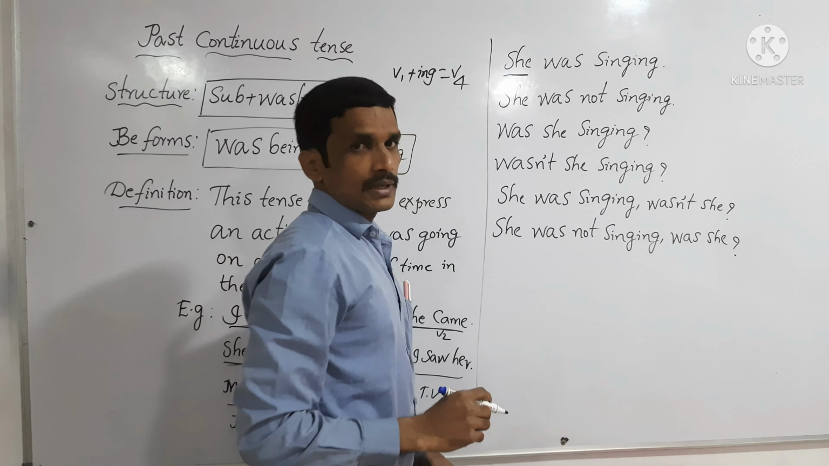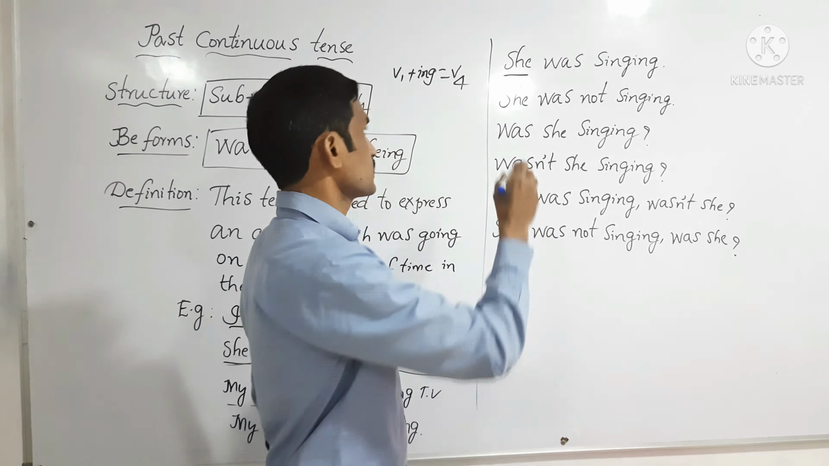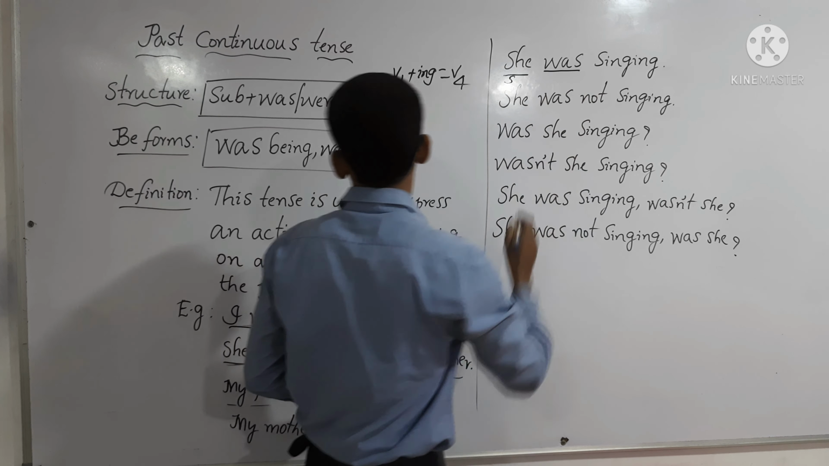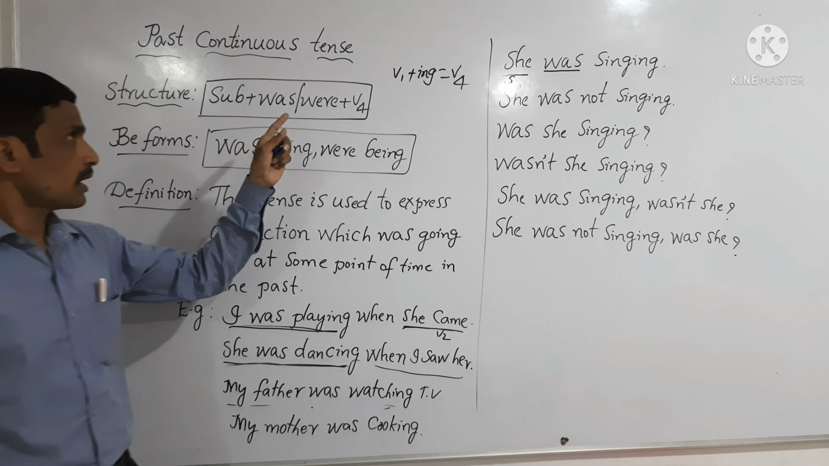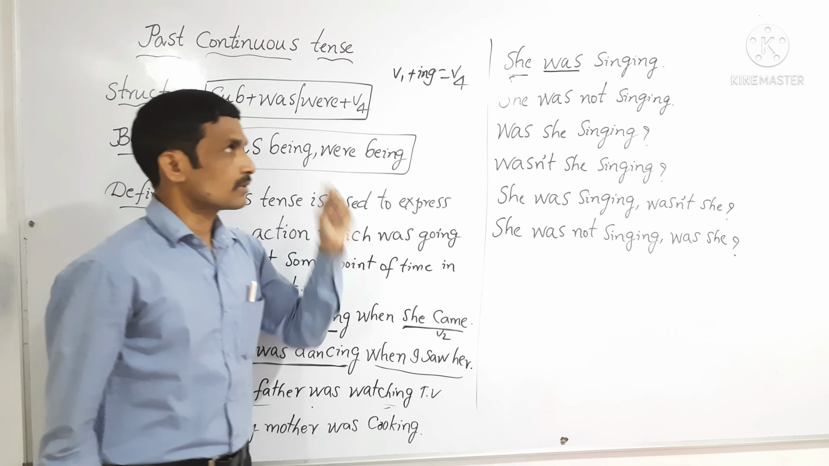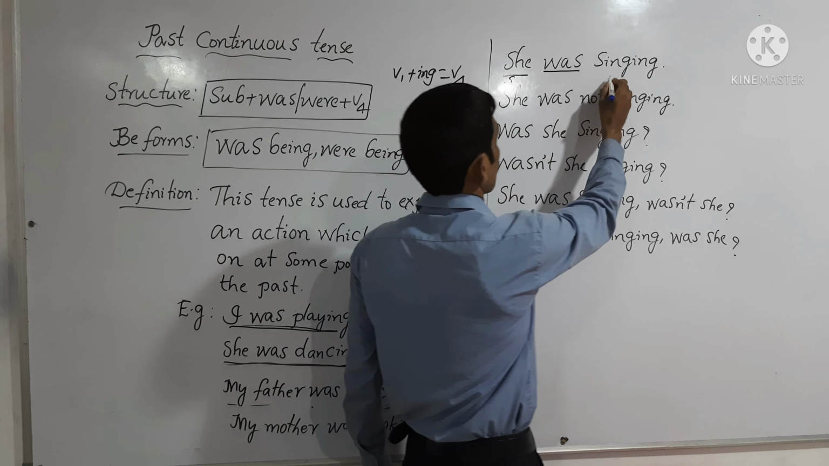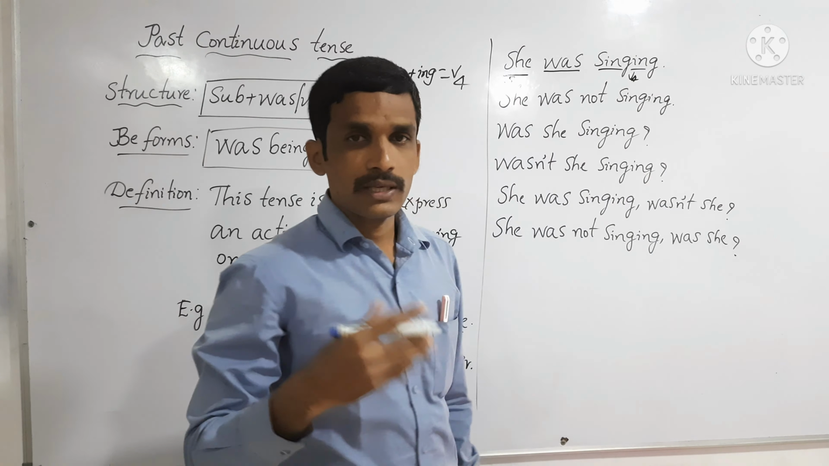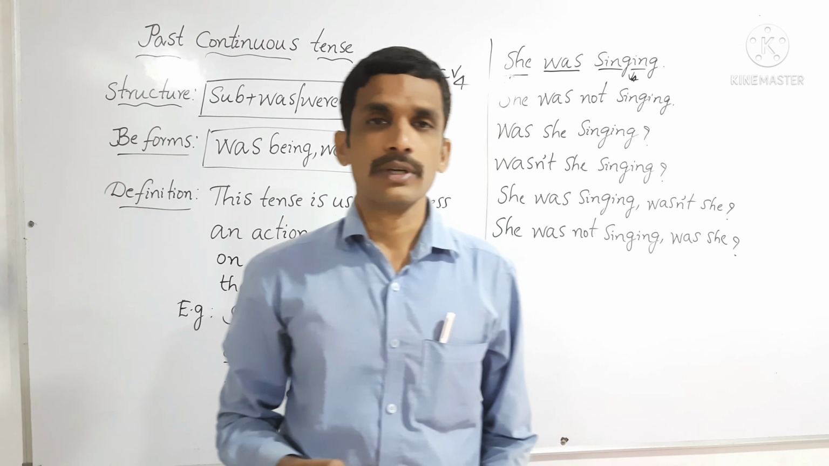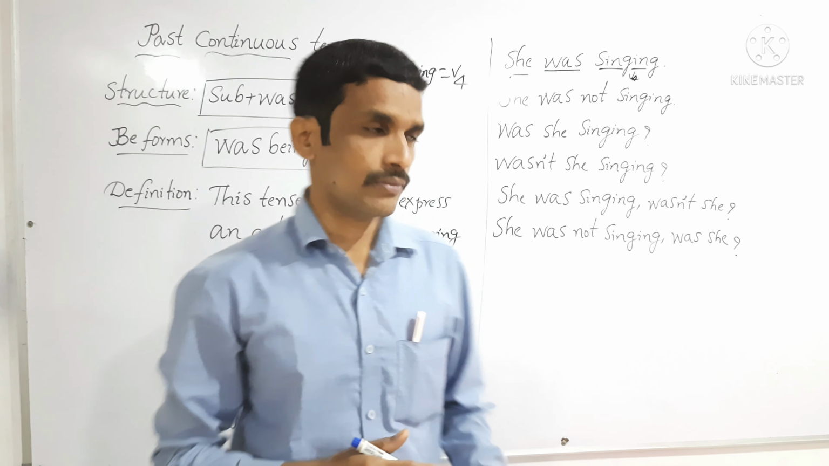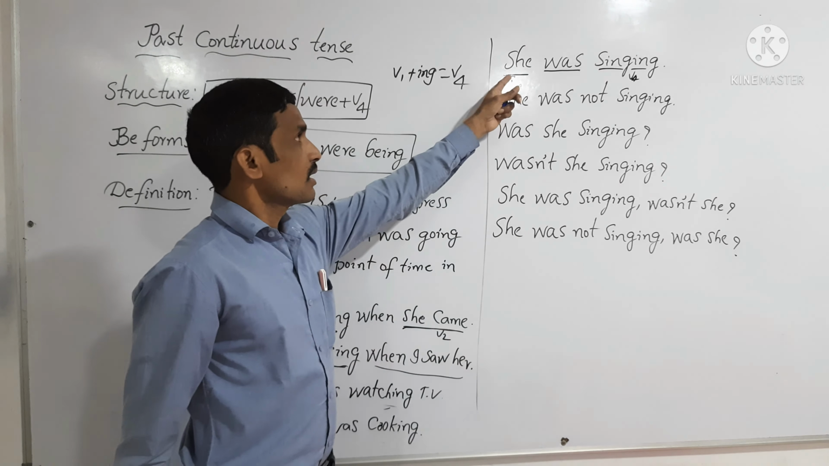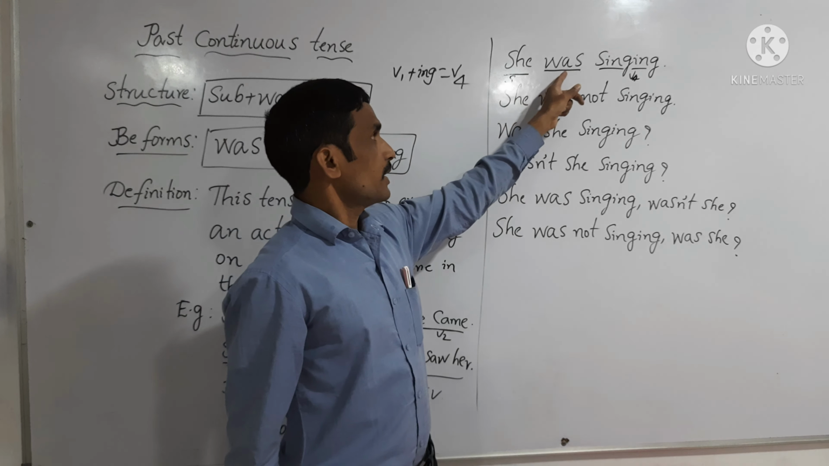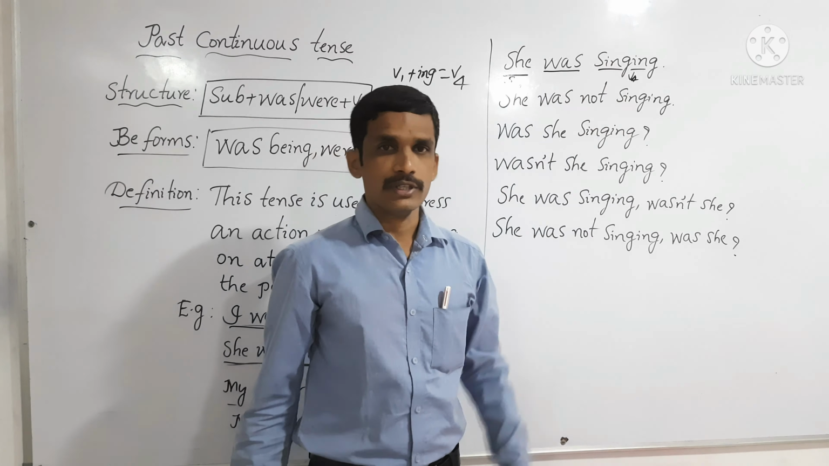She was singing. She is the subject. Of that, was or were will be there as per the structure. After the subject, either was or were, next V4. So here was, and after that V4. V4 is nothing but the base form plus ing form, V1 plus ing equals V4. So this is past progressive tense because after the subject and was, V4 is there.